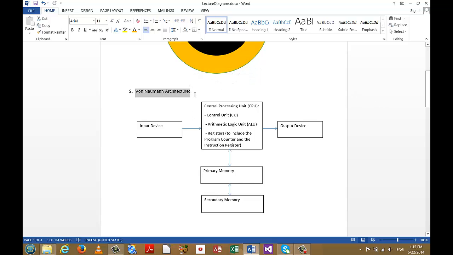So John von Neumann was the premier mathematician in his day. He was involved, among other things, in the Manhattan Project. So he worked on the development of the atomic bomb during World War II. And also in World War II, the other great invention that occurred was the first computer.